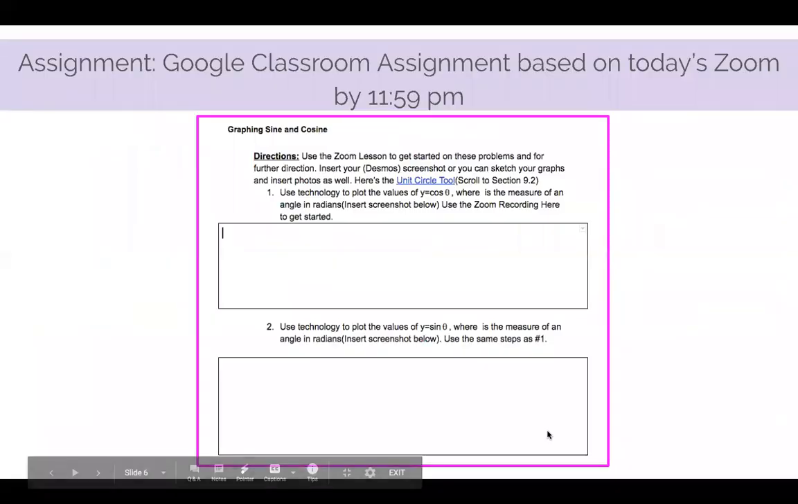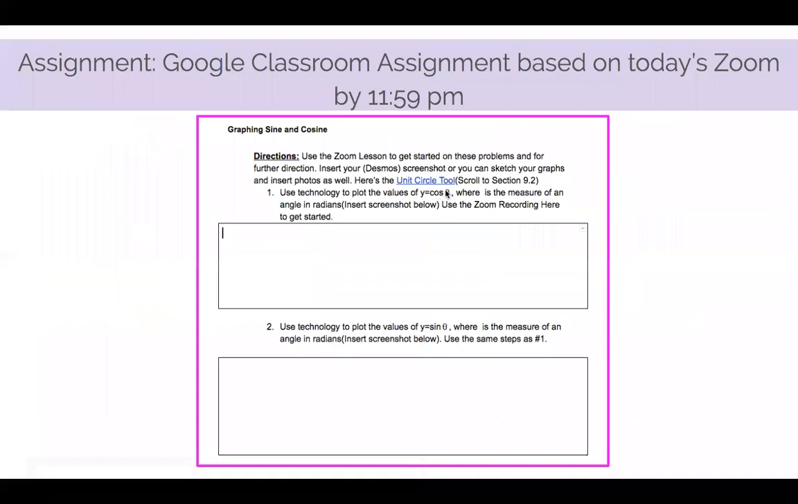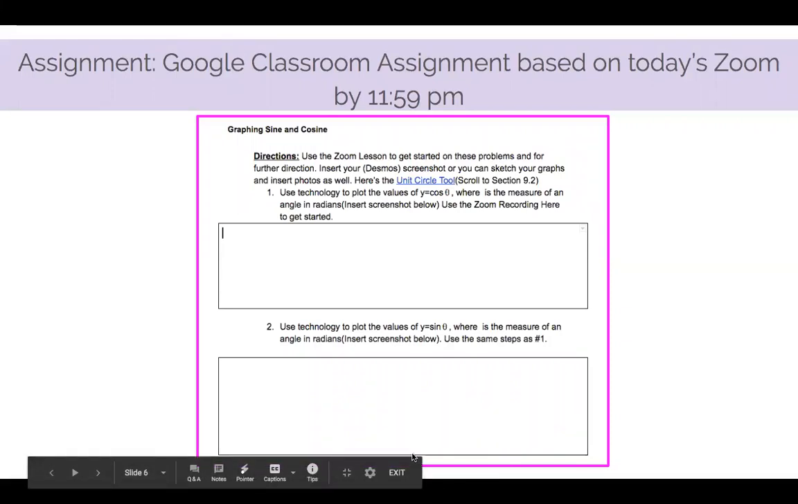Okay, cool. So the assignment that's going to be due on Google Classroom is going to be using two tools. First off, there's going to be a Desmos and then something called a unit circle tool. I'm going to be going over in today's Zoom how to use those so that you can complete today's assignment.